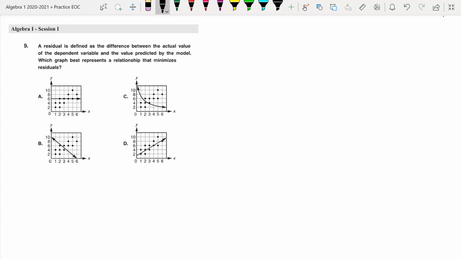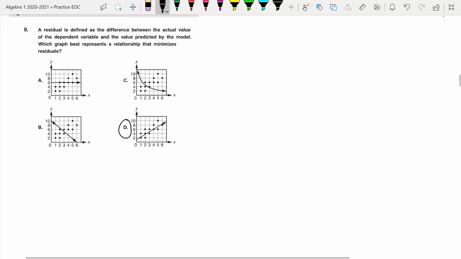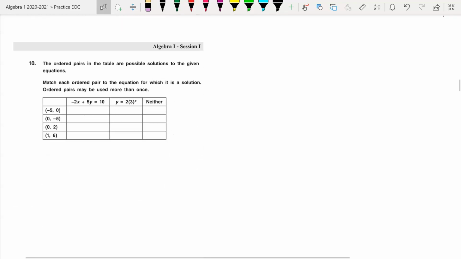Well, A is kind of a flat line. It looks like my dots are trending upward. B, it goes down, which doesn't really make sense because my dots are going upward. C, it's still sloping down. Not even a slope, it's exponentially going down. And then D, finally, it's going up, and it kind of represents the data, right? My points are gradually going up at a steady rate. And so I would say D minimizes the residuals.